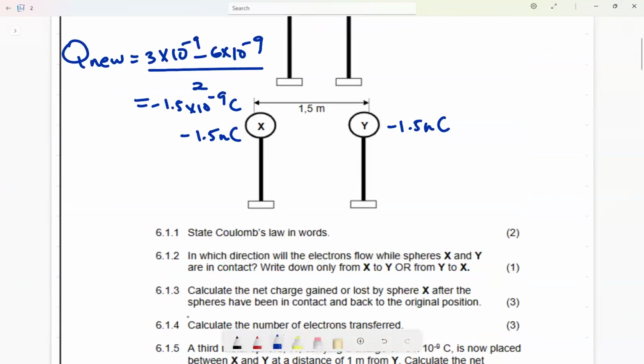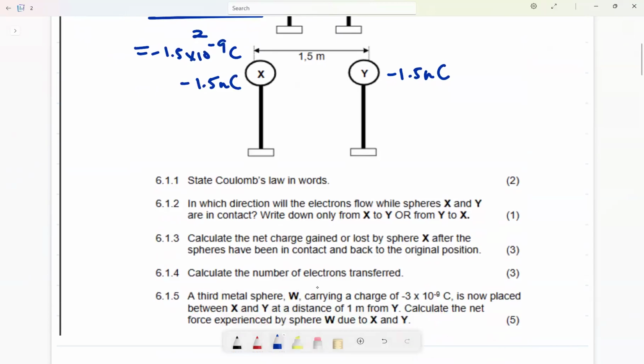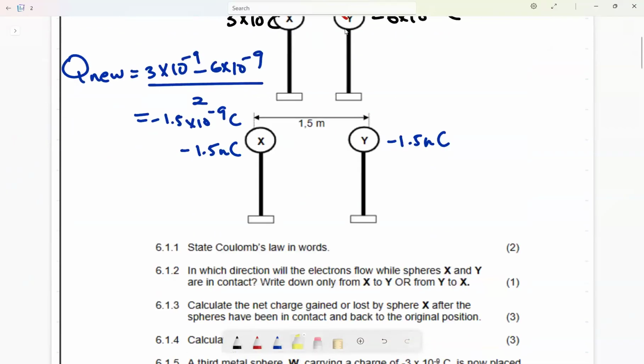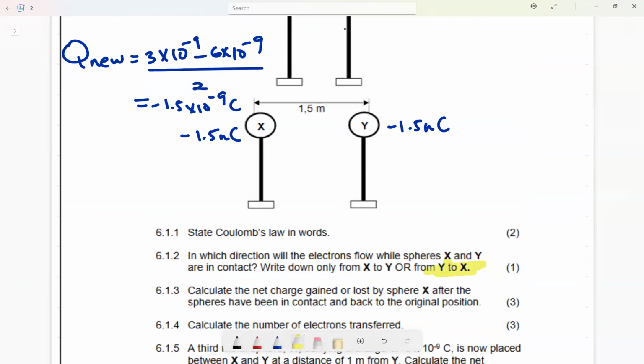Then 6.1.2 is saying, in which direction will the electrons flow while spheres X and Y are in contact? From the one that is more negative. Which one is that? It is Y. So it will move from Y to X. I also showed that here. The electrons will move from Y to X.